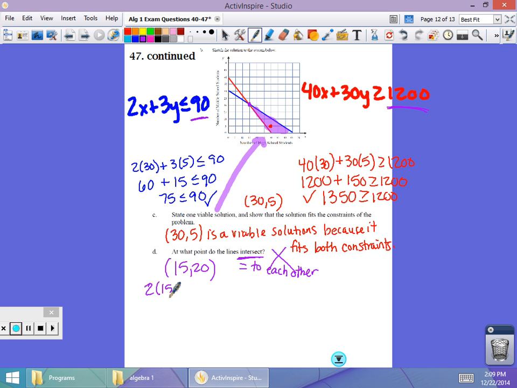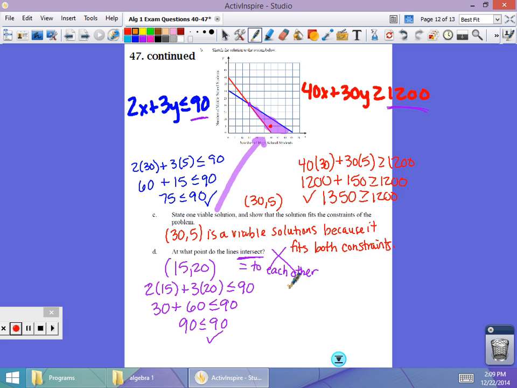So I'm going to plug 2 times 15 plus 3 times 20 less than or equal to 90 into the blue constraint. 2 times 15 is 30. 3 times 20 is 60. 30 plus 60 is 90. They are equal. That works.